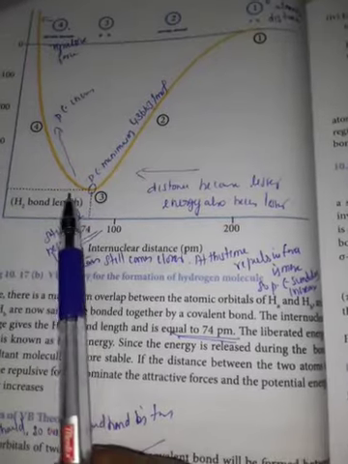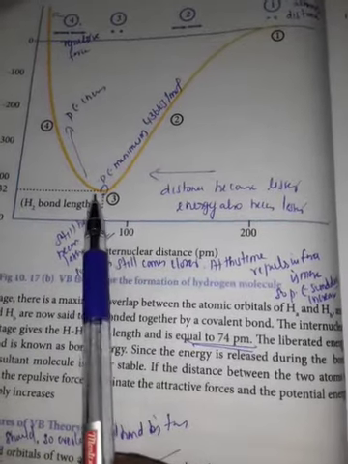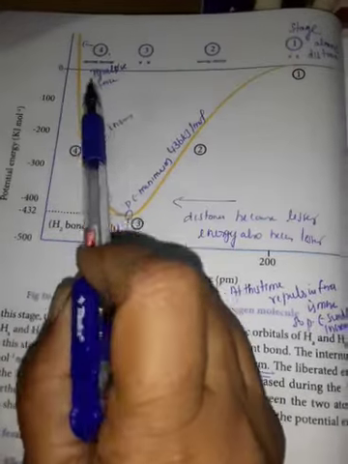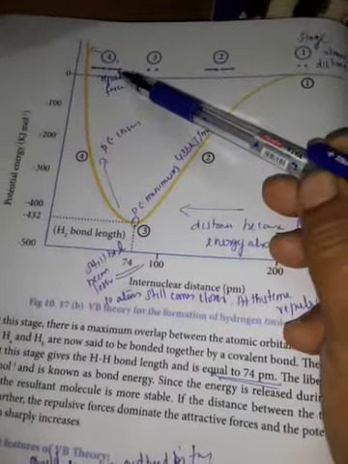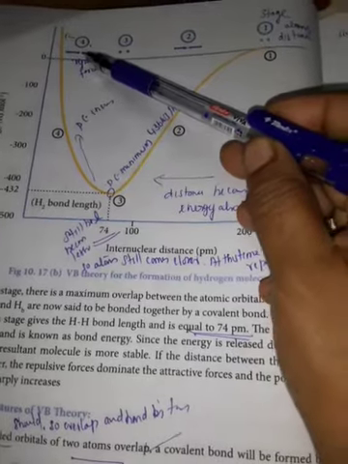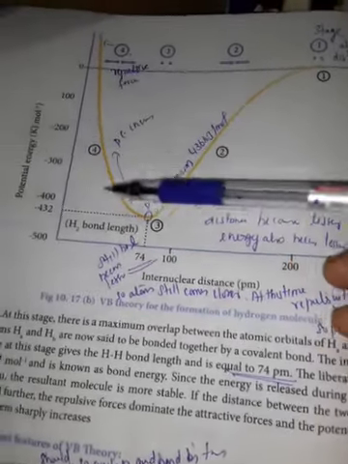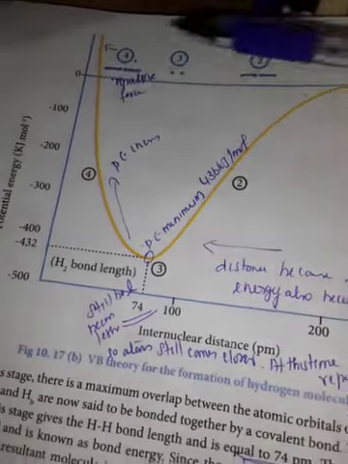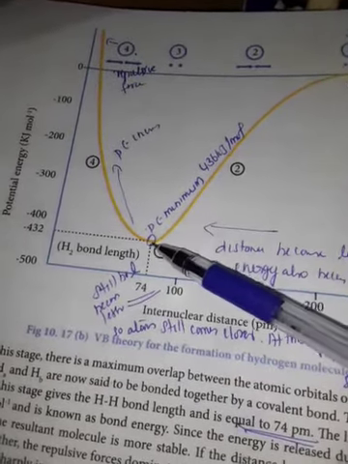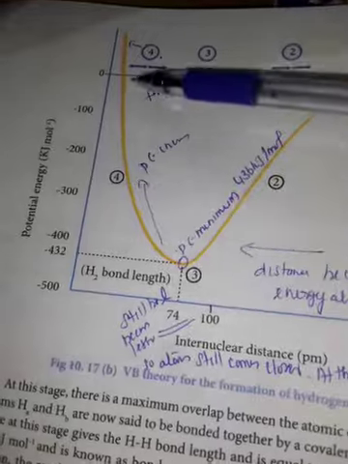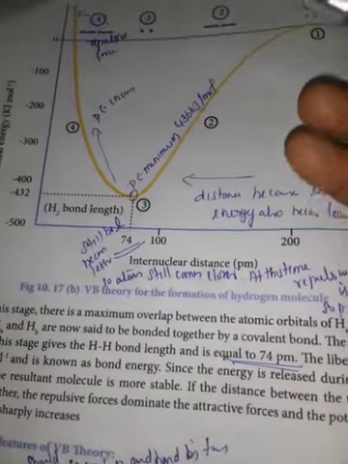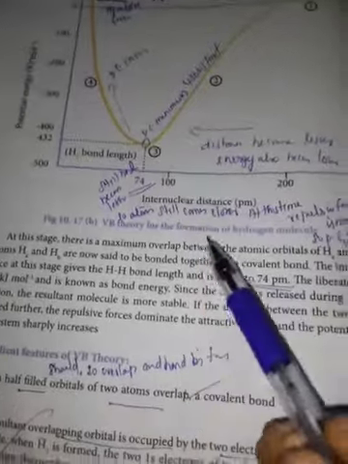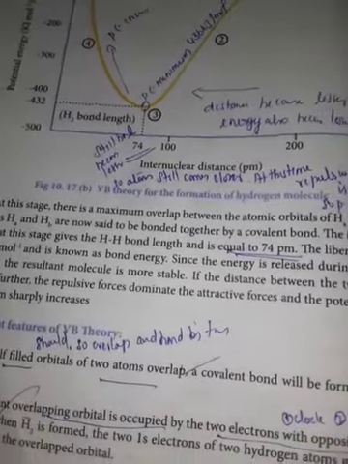If the distance between the two atoms is decreased still further, at stage 4, repulsive forces dominate the attractive forces and the potential energy increases. This is the graph. It first decreases, reaches a minimum, then increases when the repulsive forces dominate the attractive forces. So based upon this, there are some salient features.